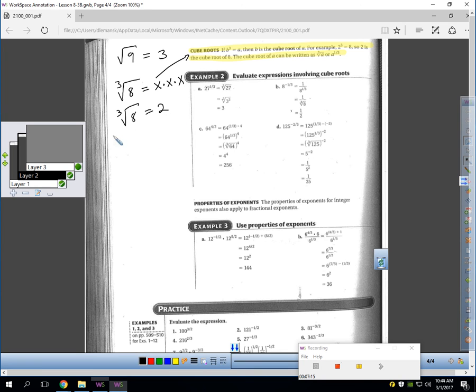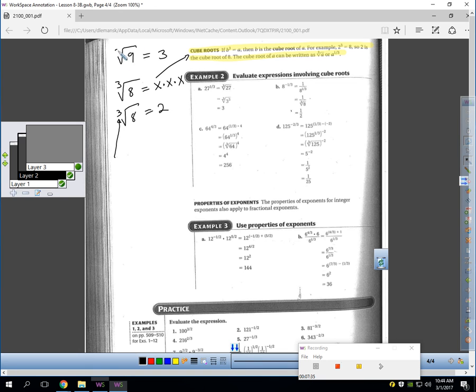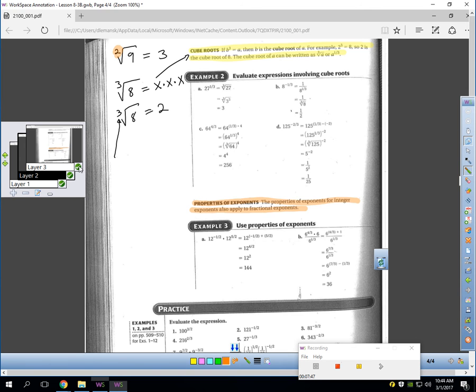Okay? You notice a cube root has a little 3 outside the radical, where here, whenever you see just a radical, that automatically means second root. We normally don't write the 2 like I did there. If you don't see a number, it means square root. So let's practice evaluating some expressions involving cube roots.